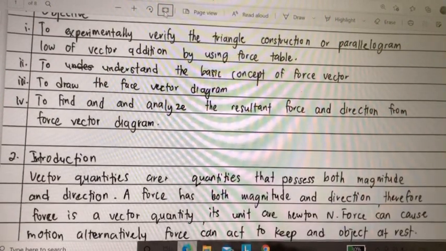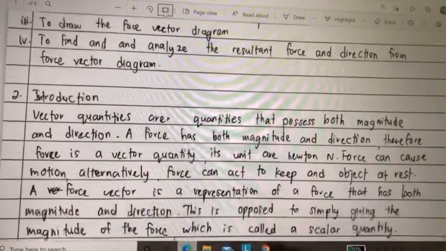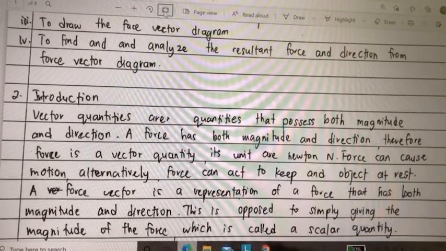Number 2, to understand the basic concept of force vector. Number 3, to draw the phase vector diagram. Number 4, to find and analyze the resultant force and direction from force vector diagram.